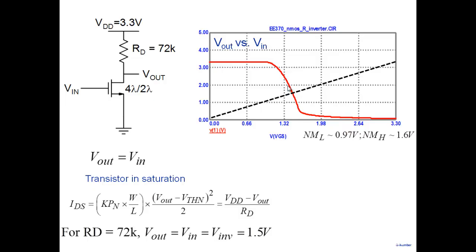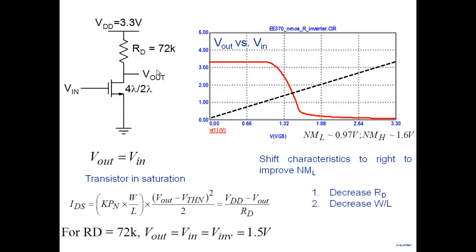Note that if this graph shifts towards the right, this intersection point will also shift towards the right. So that's the issue that we are talking about. Shift characteristics to the right to improve NML. So NML will improve, NMH will go down. That's what we are trying to do now. Okay, so we started off with the default design here.